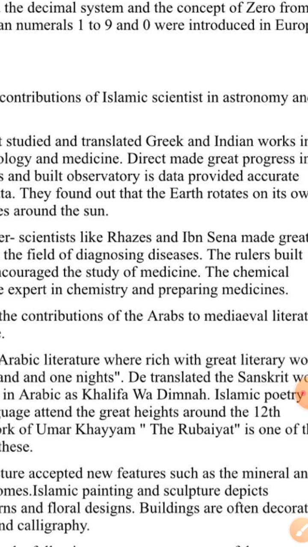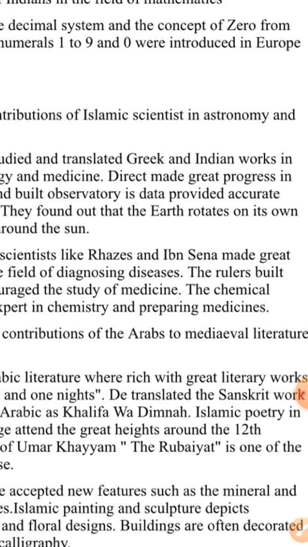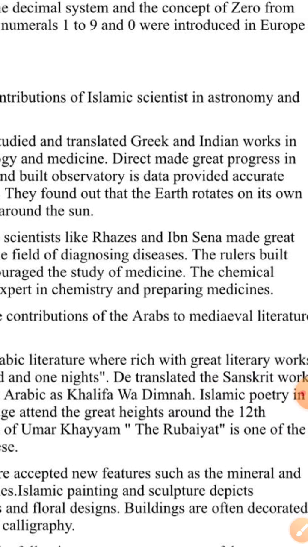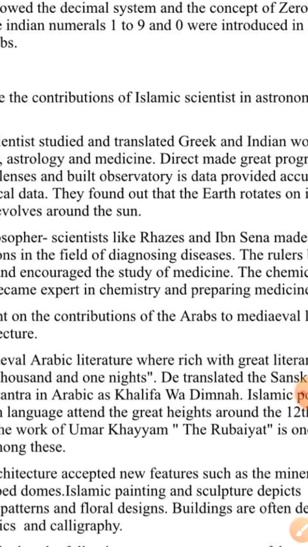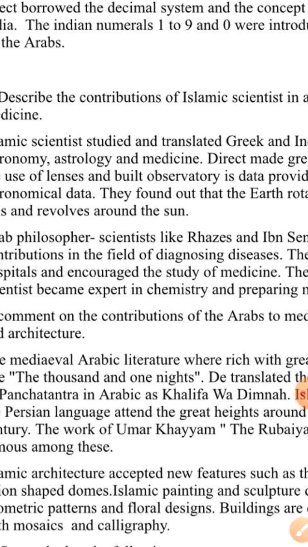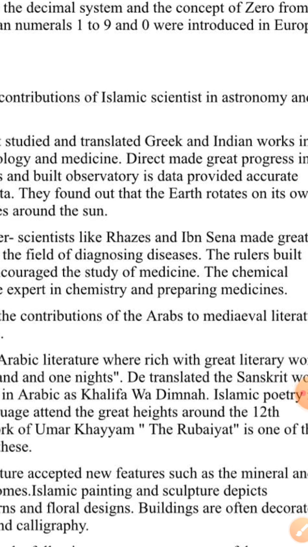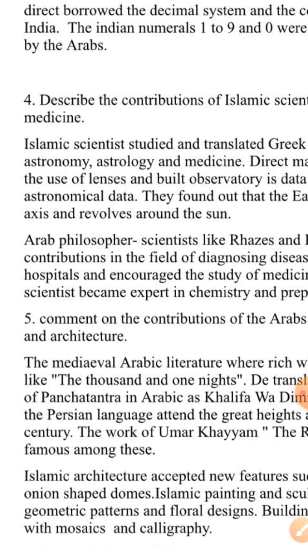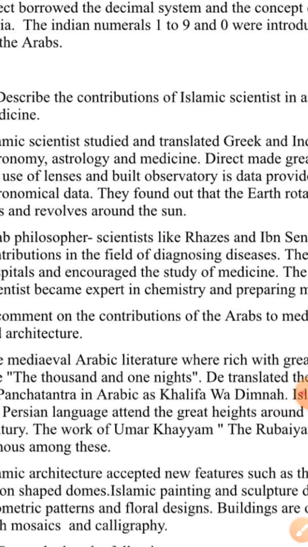They found out that the earth rotates on its own axis and revolves around the sun. Then Arab philosophers and scientists like Razes and Ibn Sina made great contributions in the field of diagnosis of diseases. The rulers built hospitals and encouraged the study of medicine. The chemical scientists became experts in chemistry and preparing medicines.